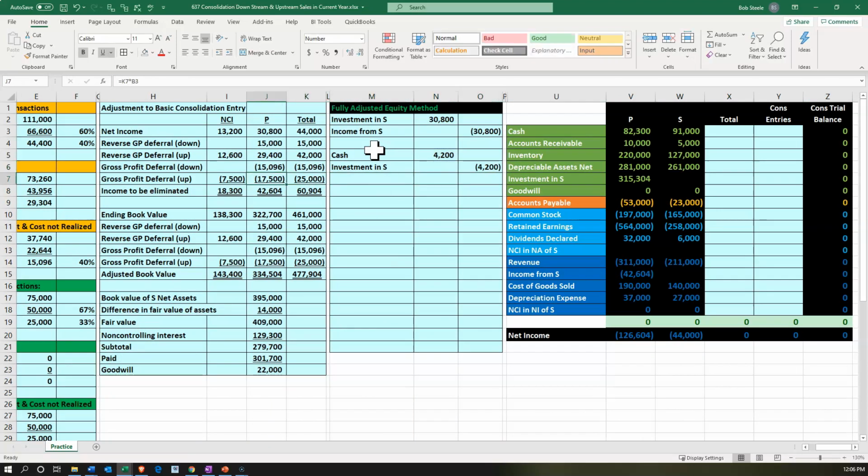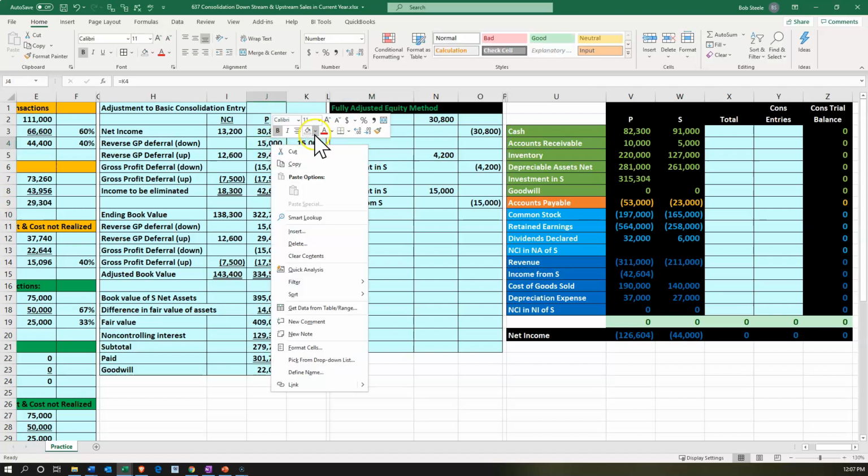Then we're going to go through this, and I'm basically going to look at this column, and take these items into consideration. So the first one's going to be a debit to the investment in S. So investment in S is going to be debited by that 15,000, and that's going to result in the credit to income from S. So that takes care of basically that one.